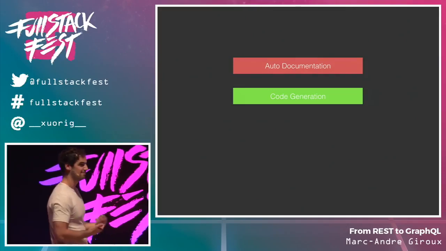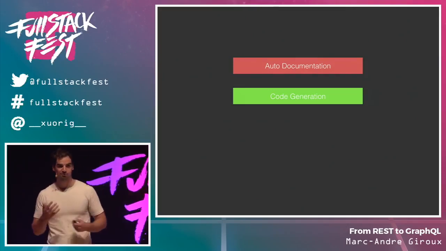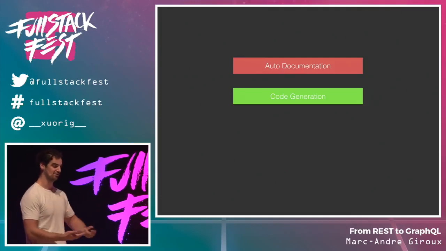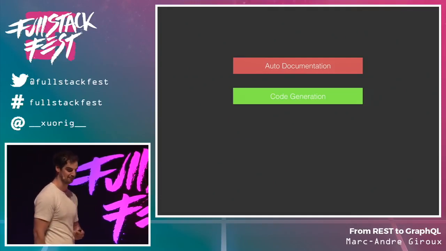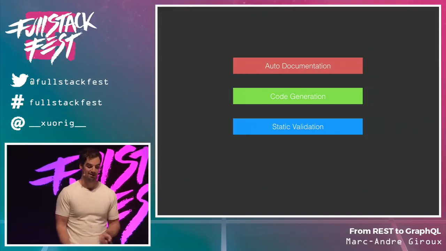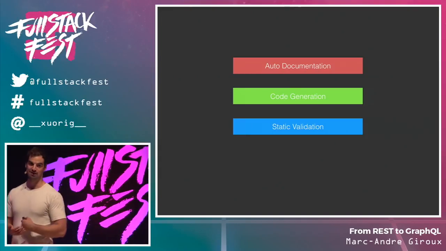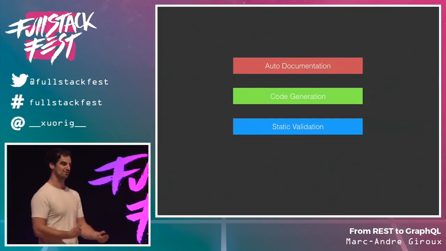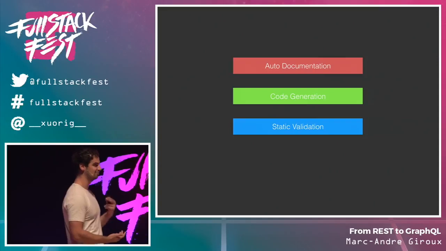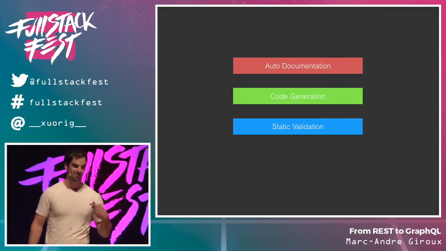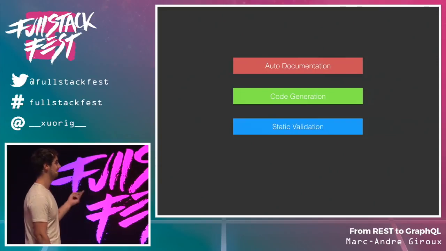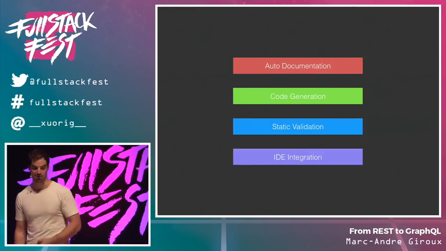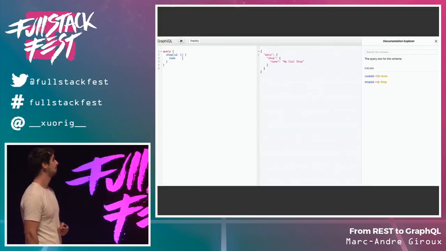Code generation: you can imagine if you have some front-end code, you might even be able to guess what query they need and generate it, because you know what's possible and not. Static validation: you don't even need to let a query go to the server and then get rejected, because you know beforehand if that query is valid or not. So IDEs can validate your queries, and they can autocomplete your queries because they know everything about the schema.